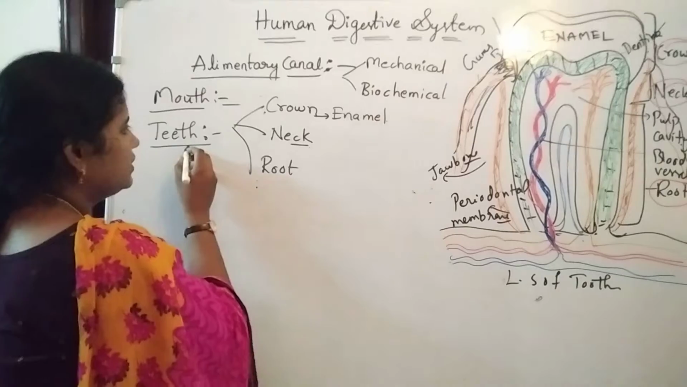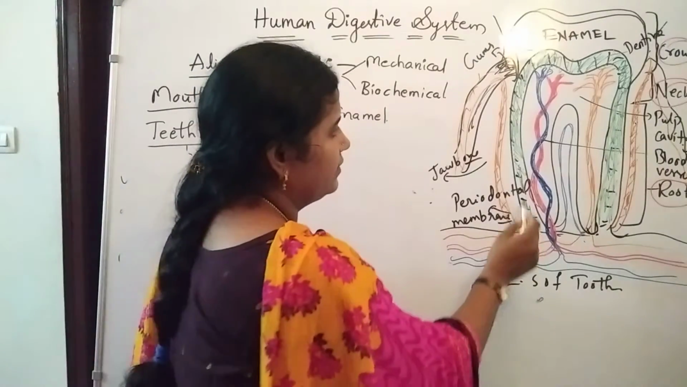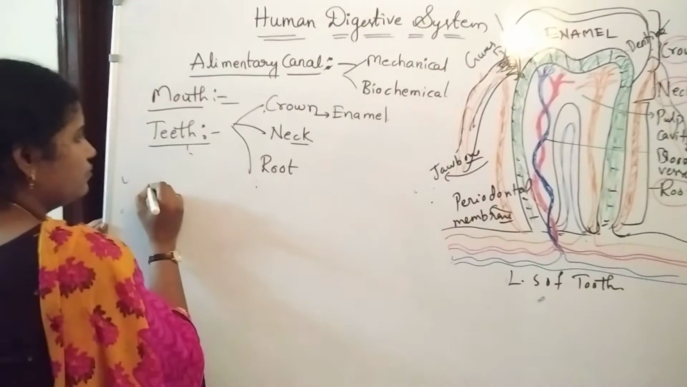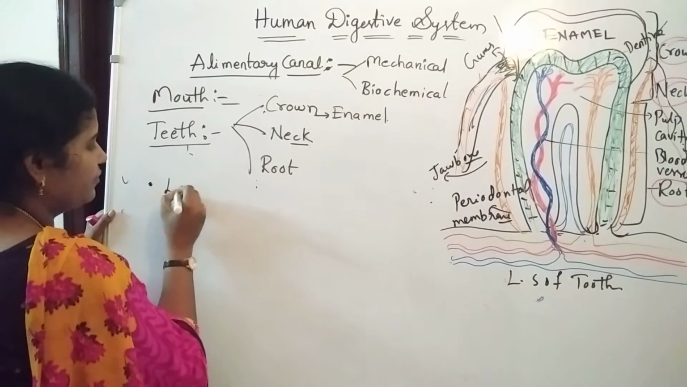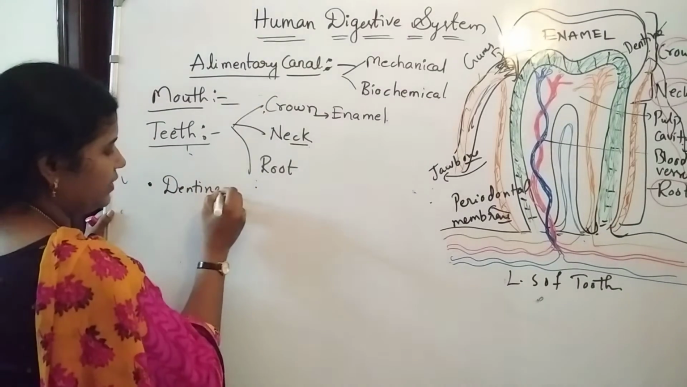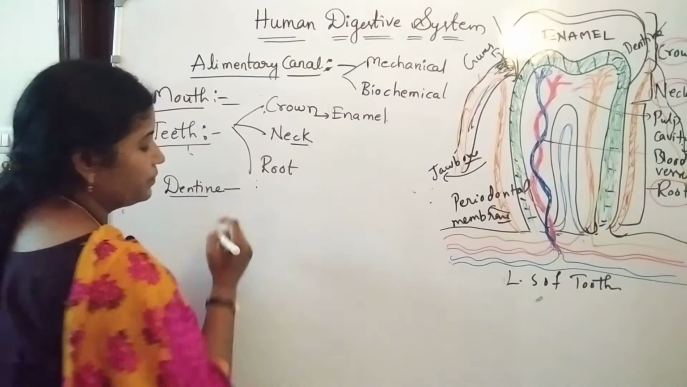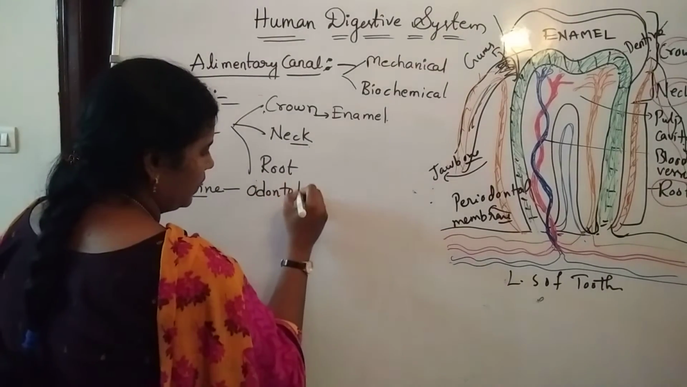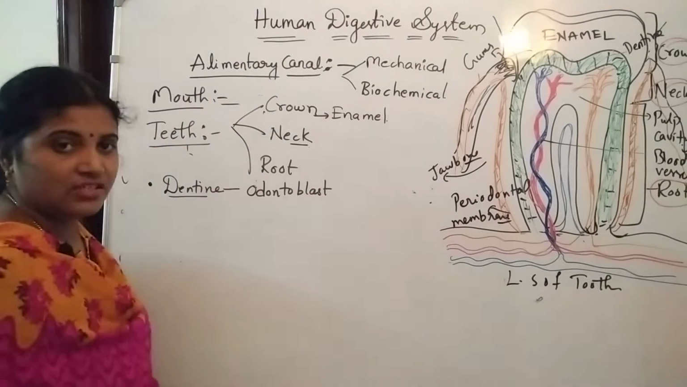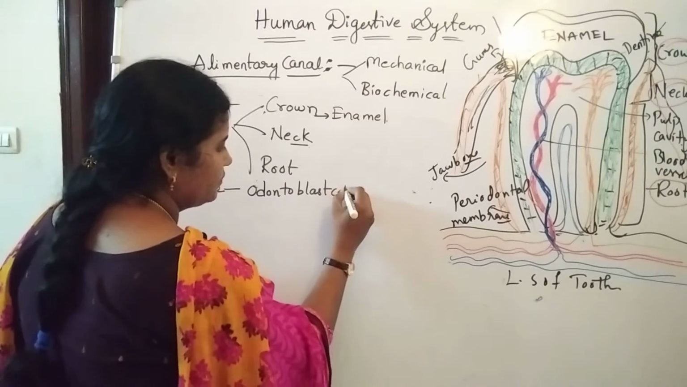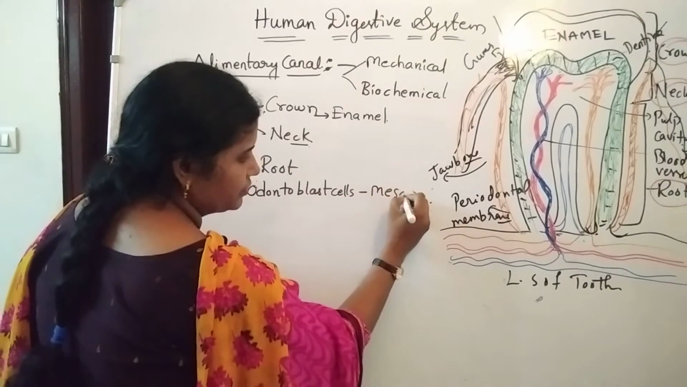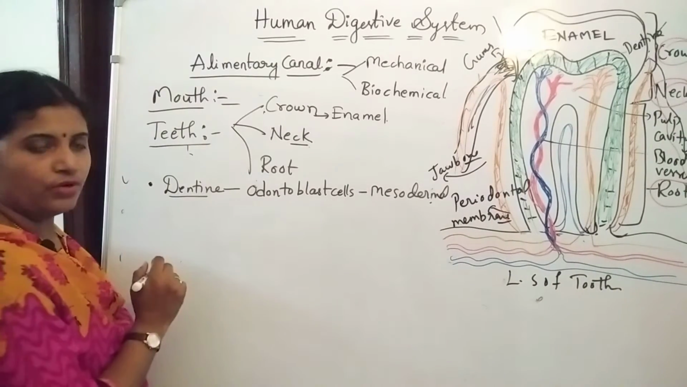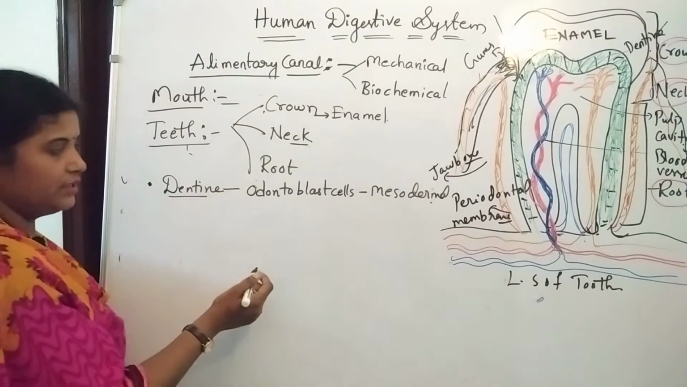In the teeth we have dentine. The middle structure is known as dentine. One by one we'll see. The tooth is made up of dentine. This dentine is secreted, or produced, by the odontoblast cells, and they are mesodermal in origin.